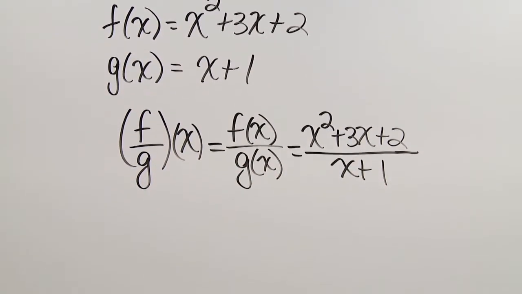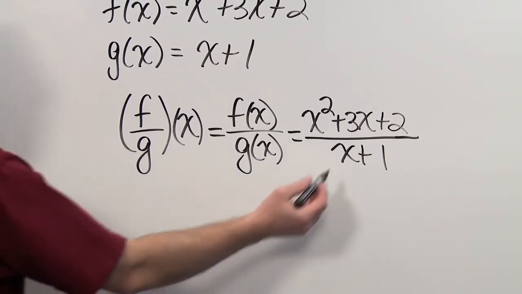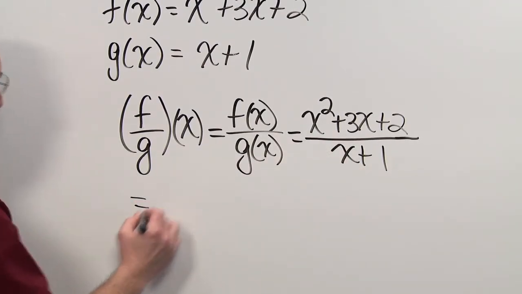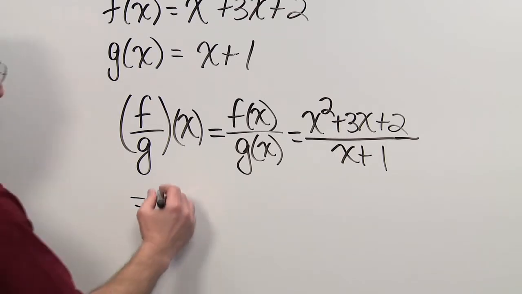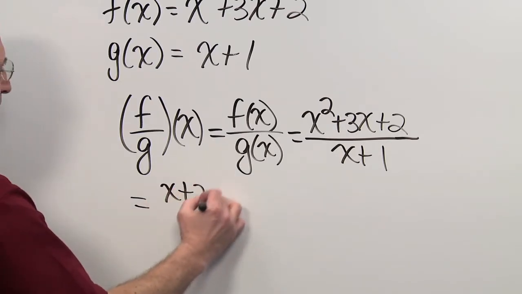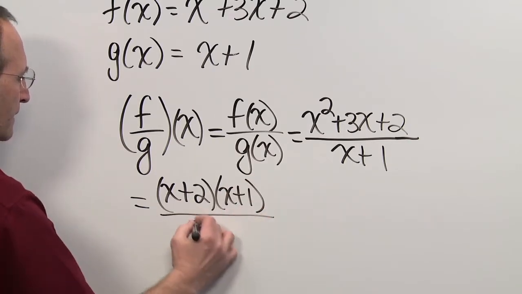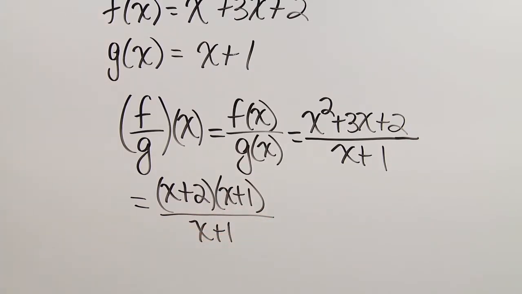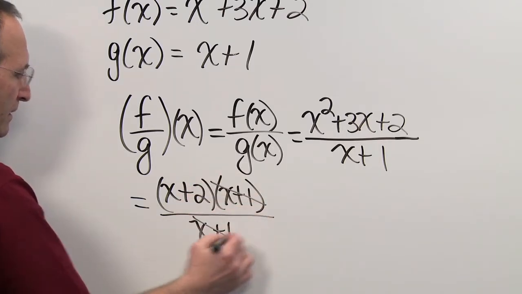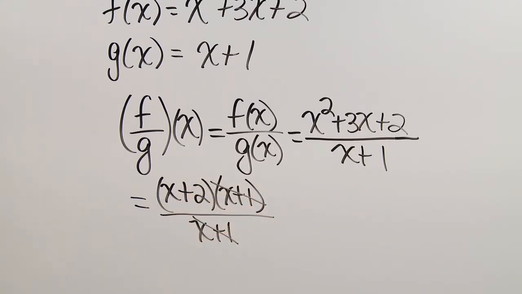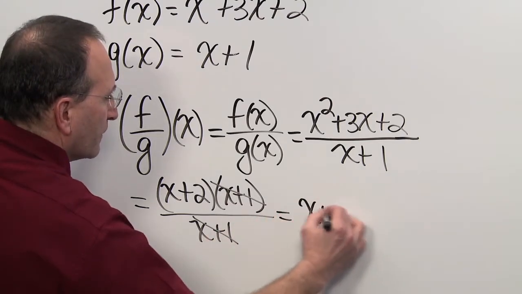Now, sometimes you'd think to leave it that way, but we should see if we can simplify. And it turns out we can because the numerator factors as x plus 2 times x plus 1, and the denominator is simply x plus 1. However, we can now cancel out the x plus 1 divided by x plus 1, which gives us a value of 1. And 1 times x plus 2 is simply x plus 2.